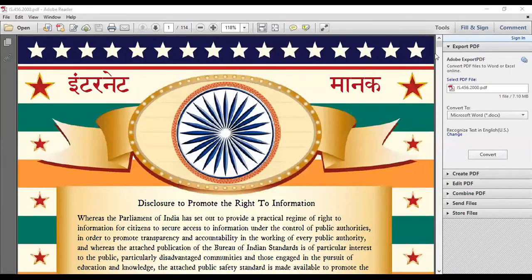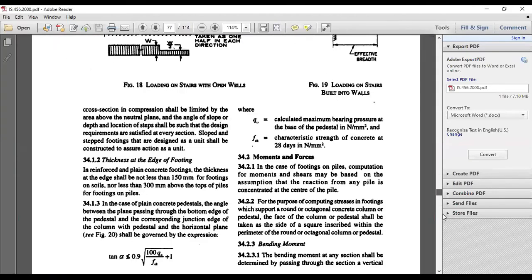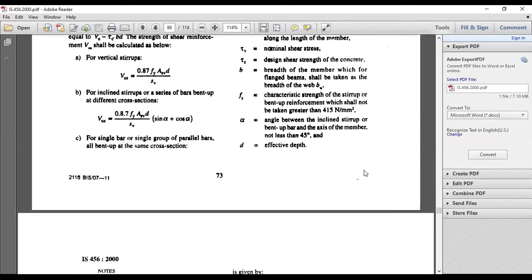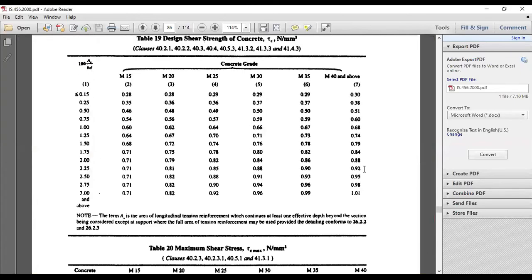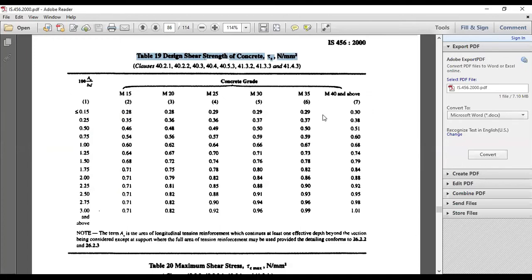Page number 73. Here you need to use this table. See the heading of this table. Table number 19, design shear strength of concrete. So to calculate the design shear strength of concrete. Design shear strength of concrete means what? The permissible shear strength we want to calculate. That is tau c.